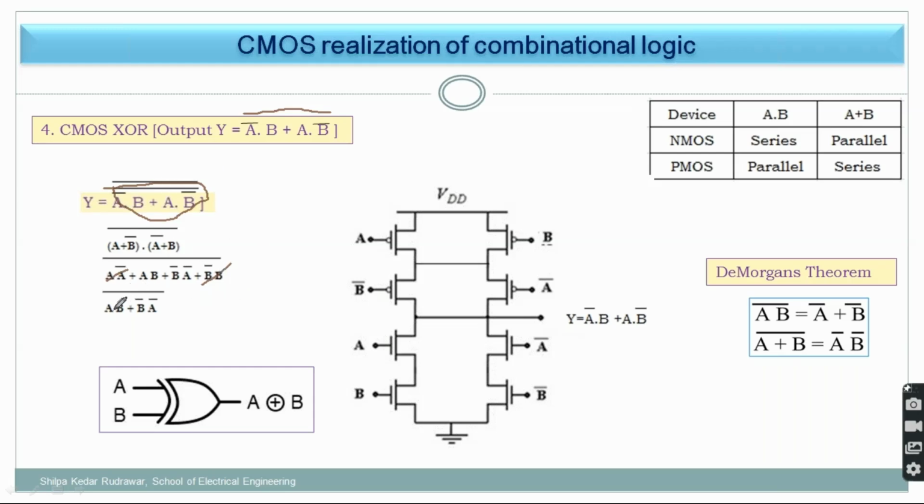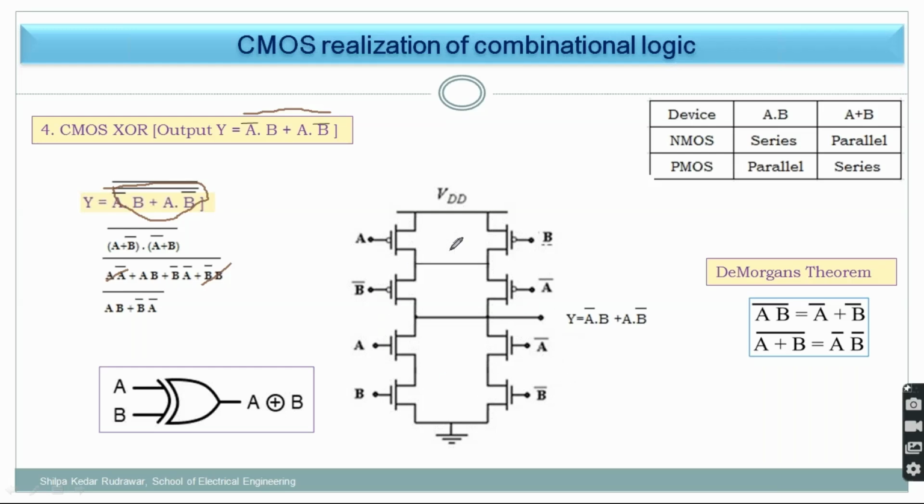Now how to implement this A into B, because the complement is already inbuilt, as CMOS logic implements complementary logic. So I need to implement this particular logic. A into B means, for NMOS, it is series. So here two transistors are in series, A, B. Plus means parallel, so here is the parallel combination. Again a series combination of B bar, A bar.